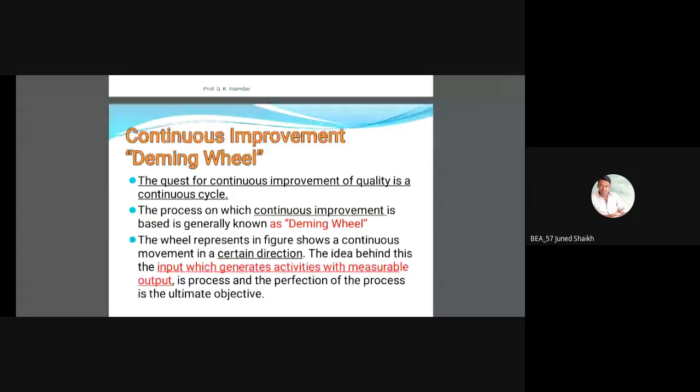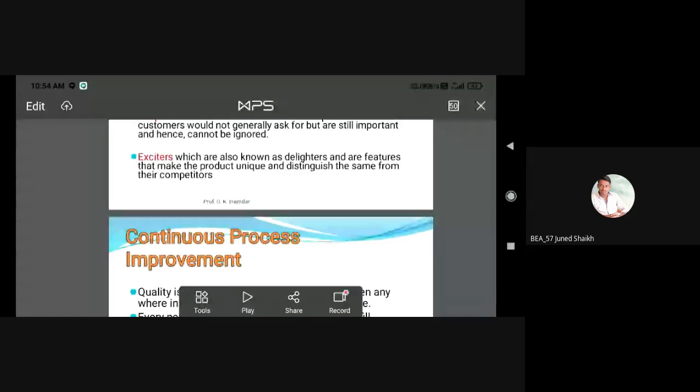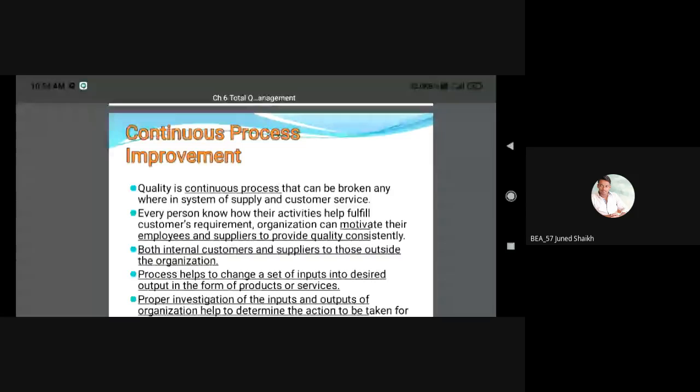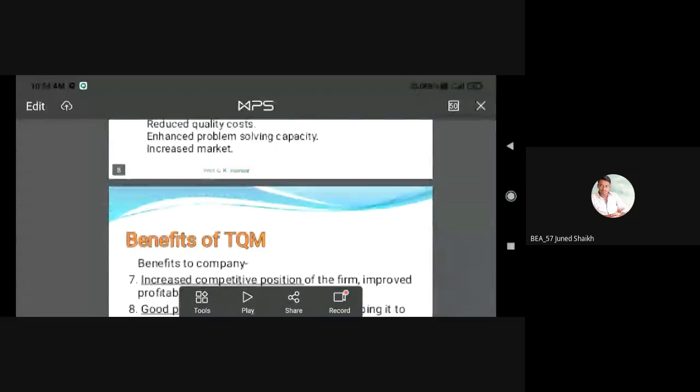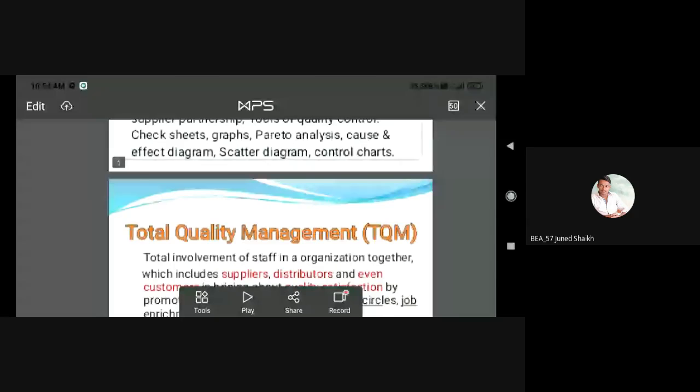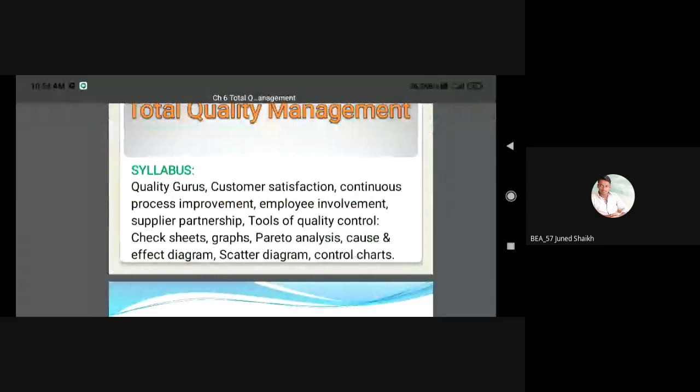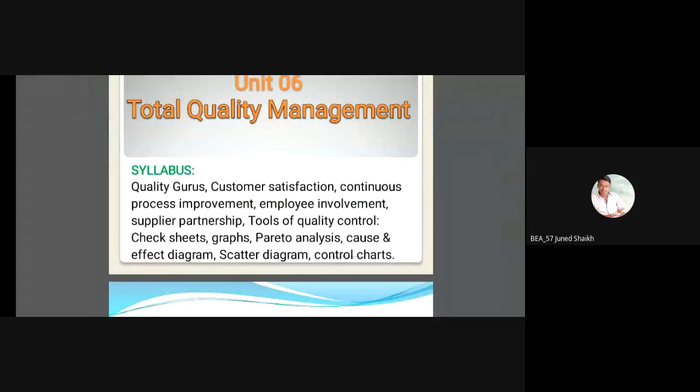So what we have discussed: customer satisfaction and continuous process improvement. So I think what is remaining? Employee involvement and supplier partnership. The PDCA cycle is, I think, not in the syllabus, but we will take a very small introduction of this because it is required.